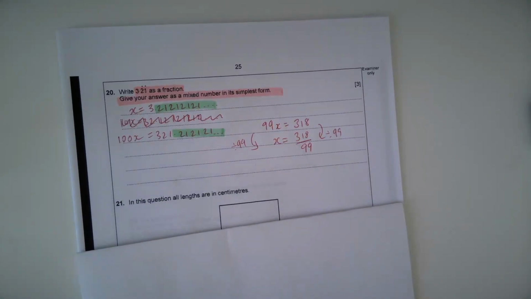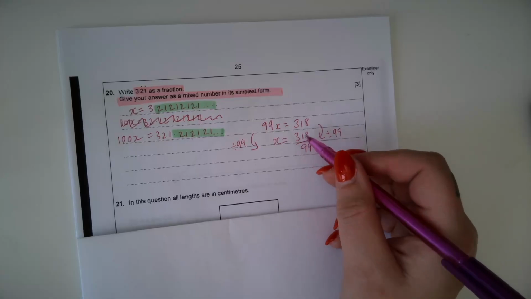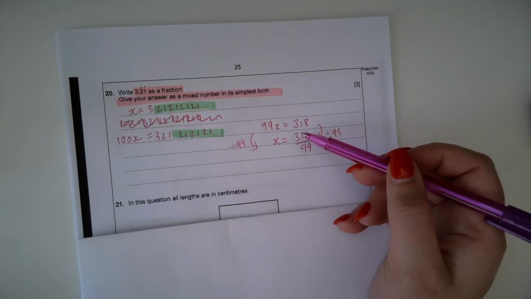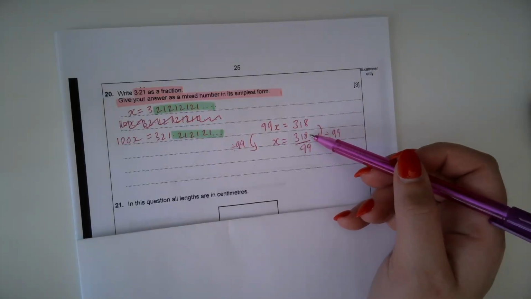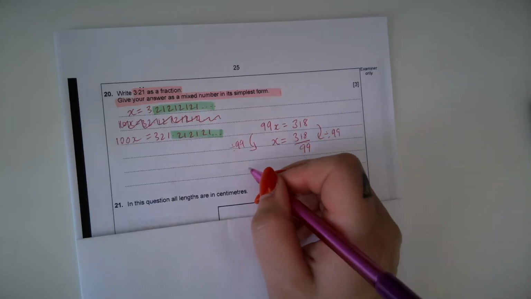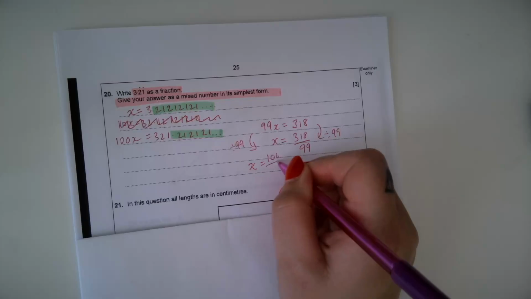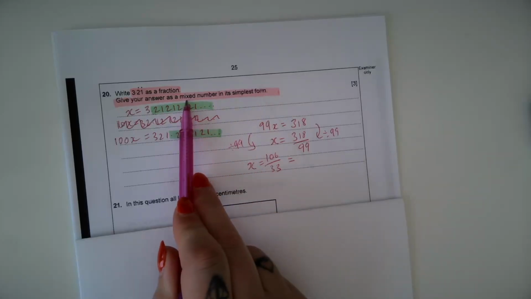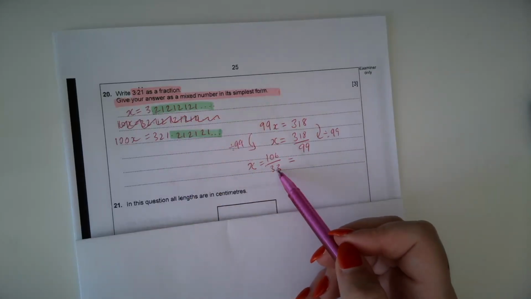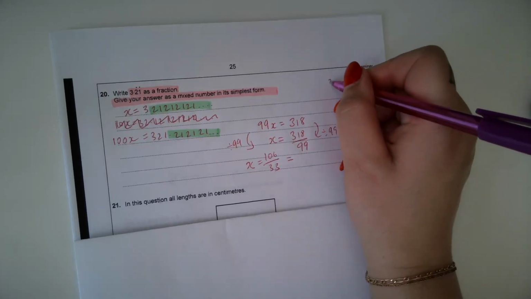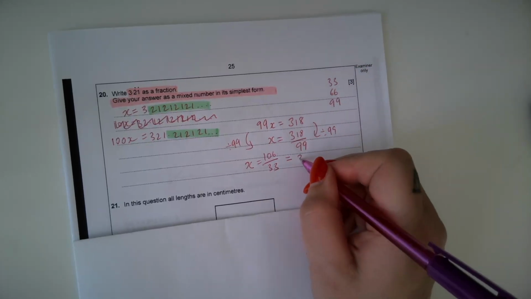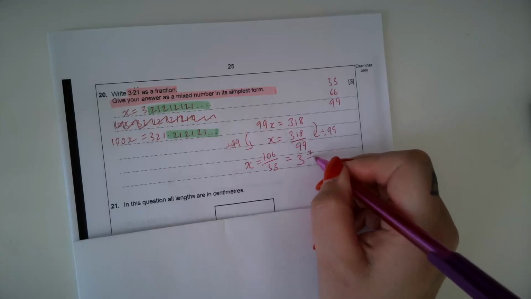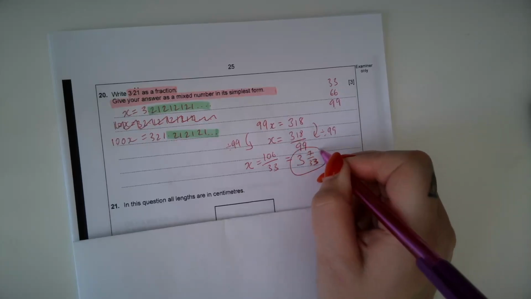And then I'm going to see if I can simplify. I can divide numerator and denominator by 3. 99 is in the 3 times tables, and I know 318 is because 3 plus 1 is 4, plus 8 is 12, and that's in the 3 times tables. So when I divide them by 3, I get 106 over 33. But now I'm not finished. I need it in its simplest form as a mixed number. So I need to see how many 33s go into 106. 33, 66, 99. So that's 3 of them, and the remainder to get from 99 to 106 is 7. So that's 7 over 33. And that's my answer.